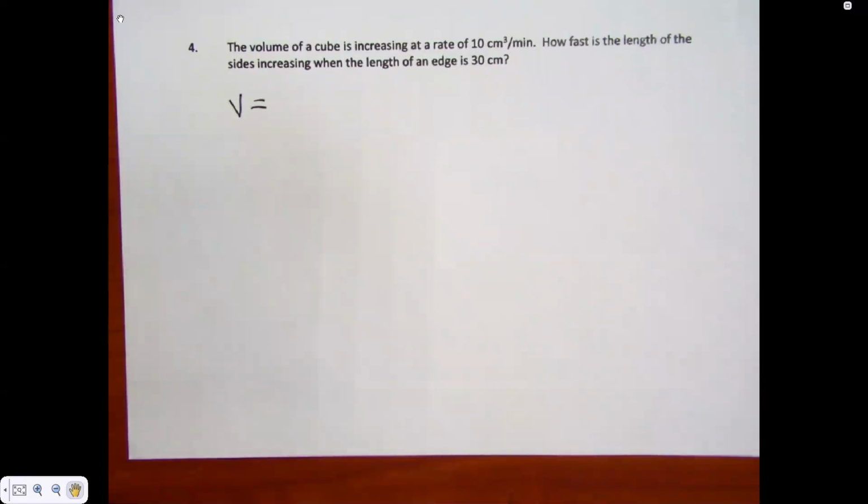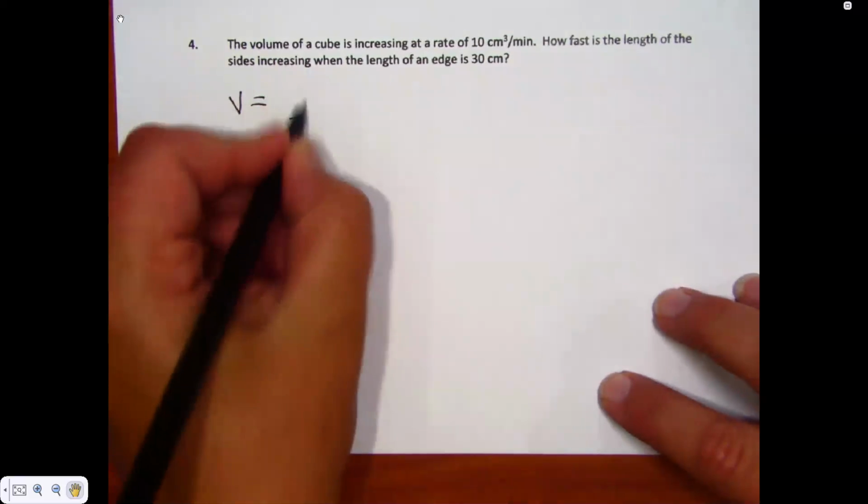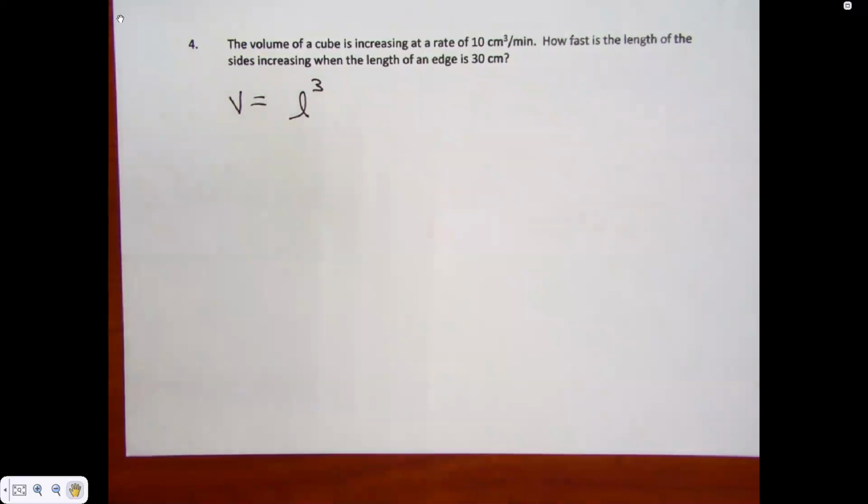This is a nice one. You probably should have done this one first. You do length times width times height, but for a cube, what do we know about the length, the width, and the height? They're all the same, right? A cube means that they're all exactly the same. So we could just put L cubed. We could do S cubed if you want, or E for edge. They're all the same.